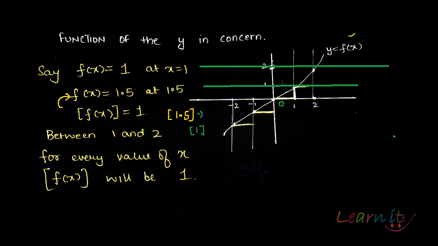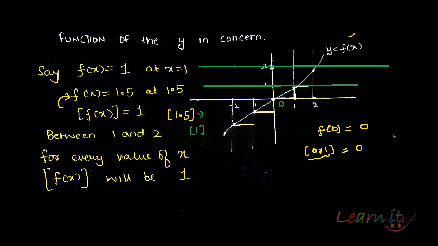If I have a graph like this, what is happening? f of 0 is 0. If I have a graph which is passing through 0, 0, that means f of 0 is 0. Now, 0 is essentially the greatest integer function for anything between 0 and 1.